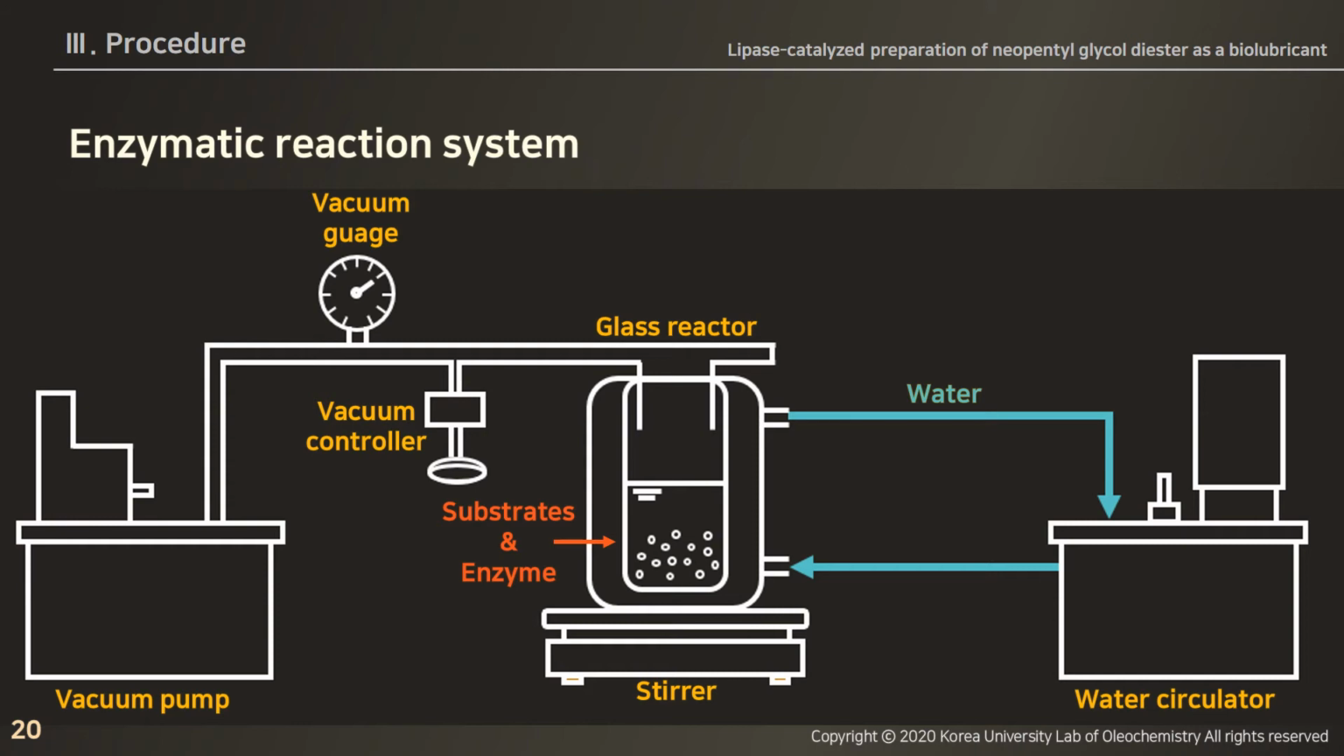This diagram shows the batch reaction system I used for NPG diester synthesis. The esterification of NPG and fatty acid was performed in a flat-bottom glass vessel equipped with a water jacket for temperature control. To remove water, a vacuum pump was installed and connected to the top of the glass reactor. The reaction was initiated by adding the enzyme.